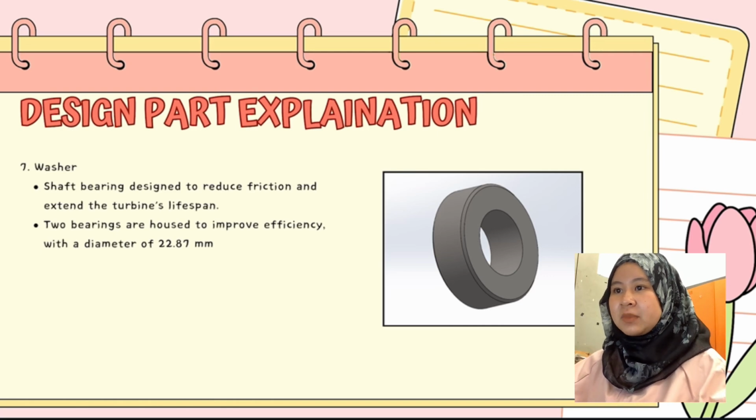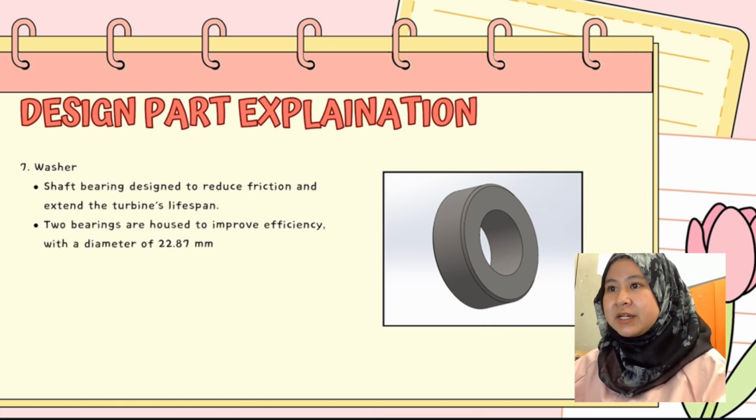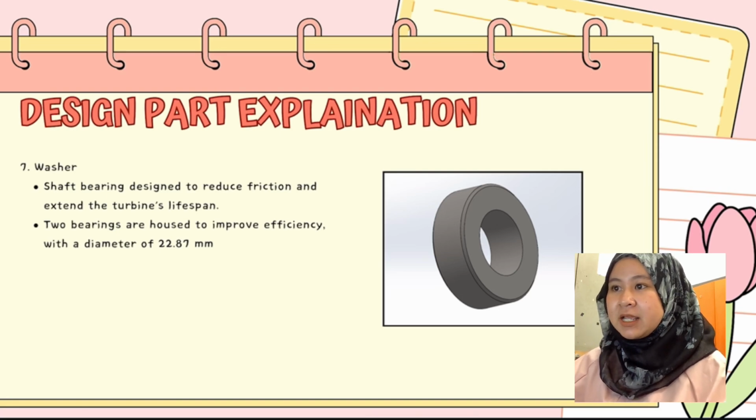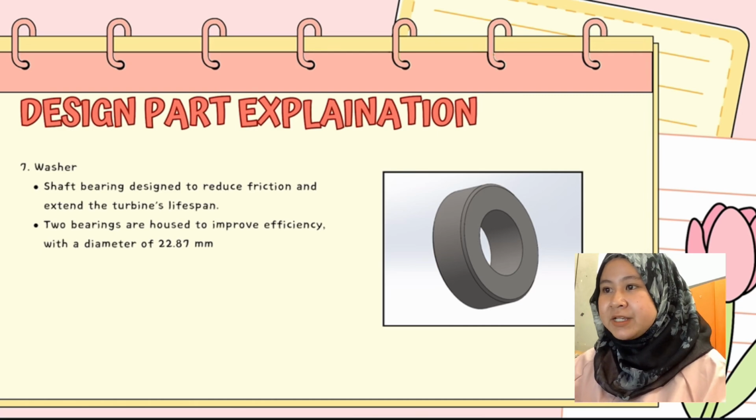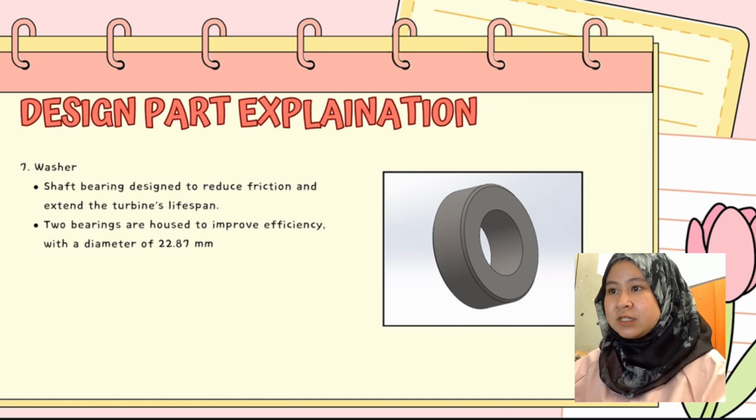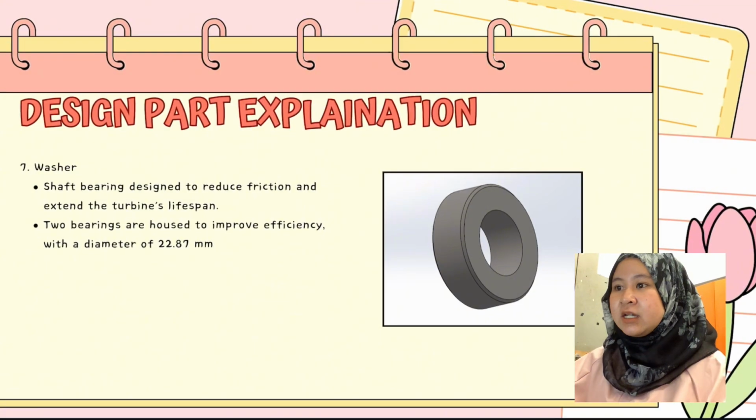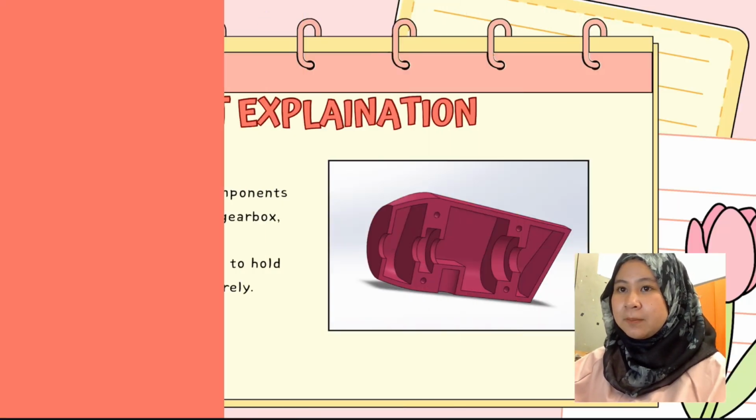And the next part is the washer. The shaft bearing is designed to reduce friction and extend the turbine's lifespan. The 2 bearings are housed to improve efficiency with a diameter of 22.87 millimeter.